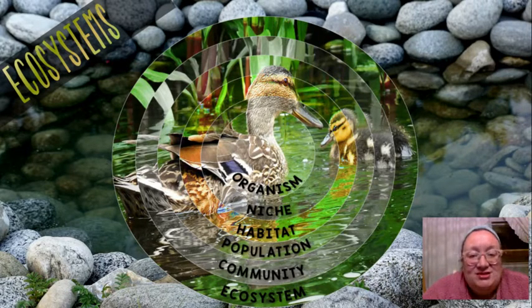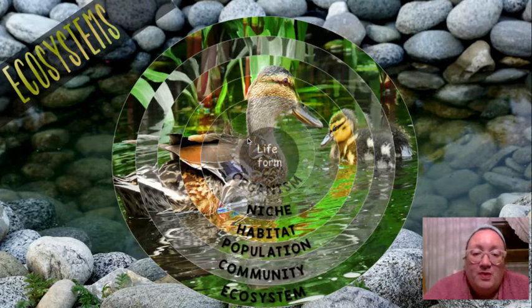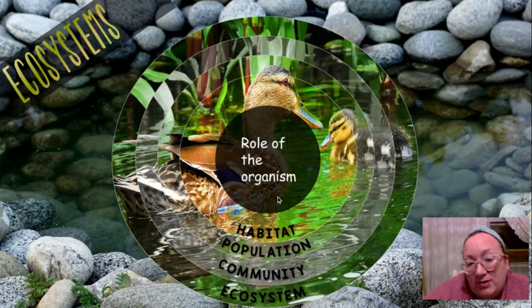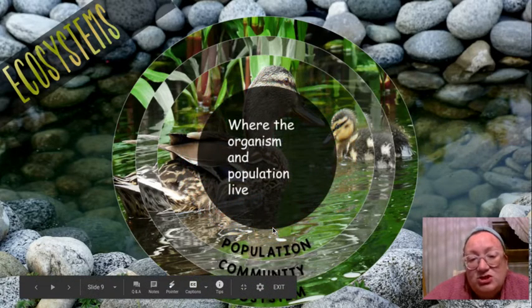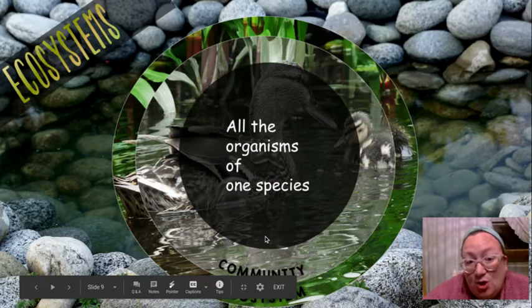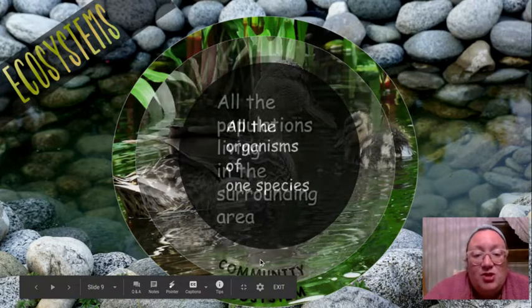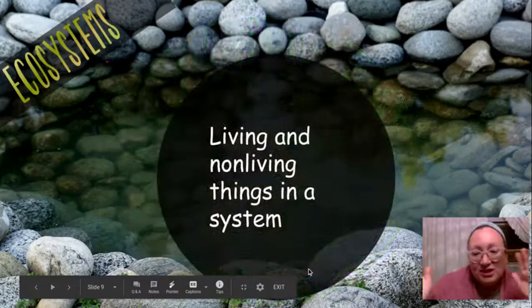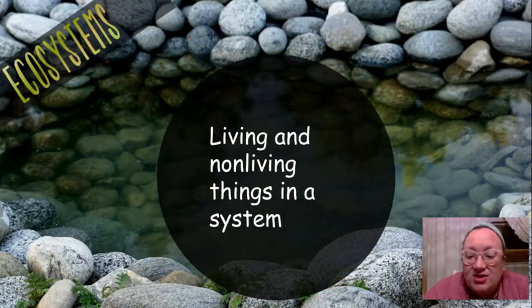So in an ecosystem, we have organisms, which is the single life form. And that life form has a job. It has the niche. It has the role of the organism in that habitat, which is where the organism and the population live. Now, remember, a population is all the organisms of one species, and that lives with all the other populations in a community. And those communities make up the ecosystem, all the living and non-living things.